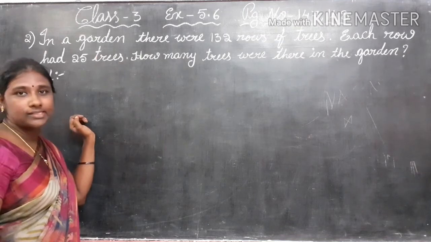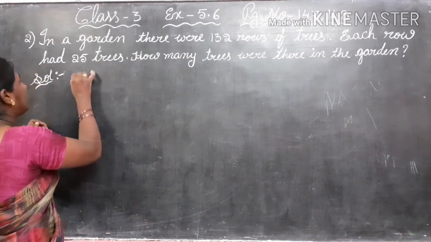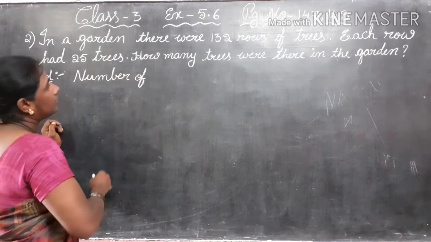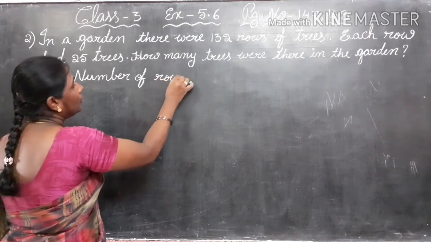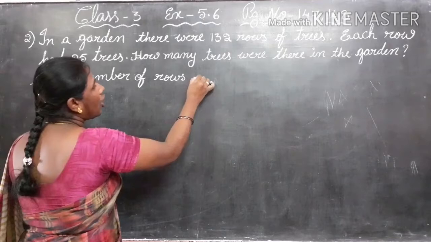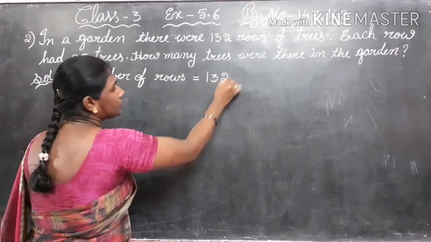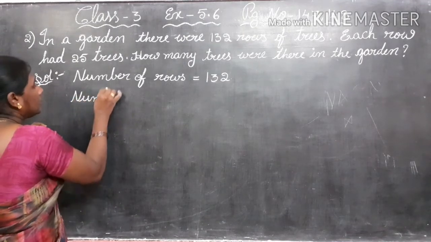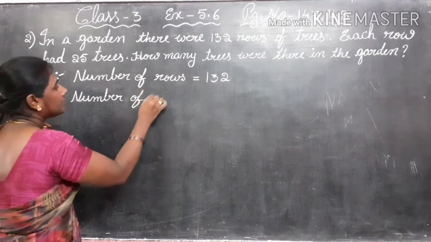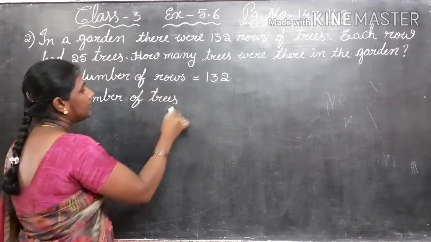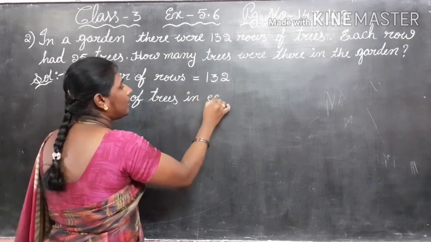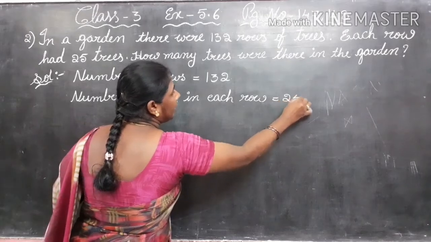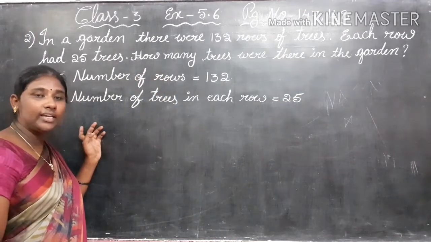Number of rows of trees. Total how many rows? 132 rows. Okay, now number of trees in each row. In each row how many trees are there? Each row having 25 trees.